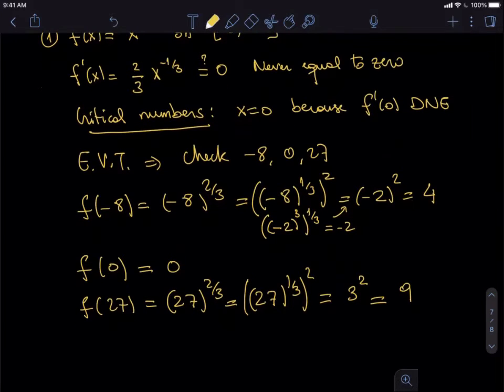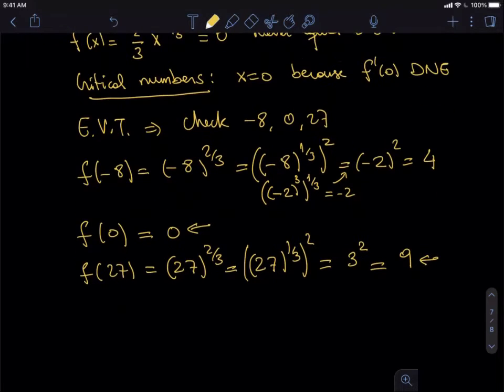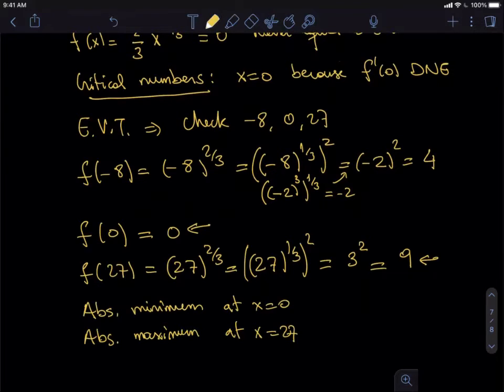And now looking at the values, we have that 0 is the smallest and 9 is the largest. So we have an absolute minimum at x equals 0 and an absolute maximum at x equals 27.